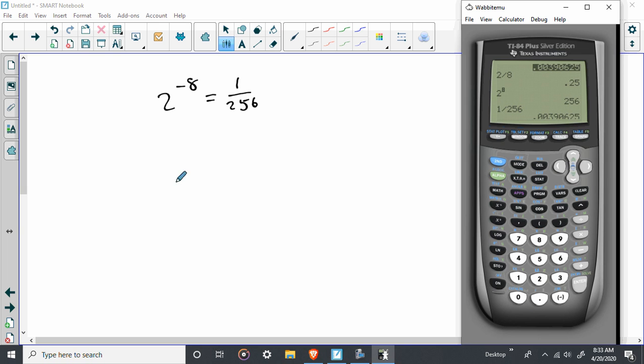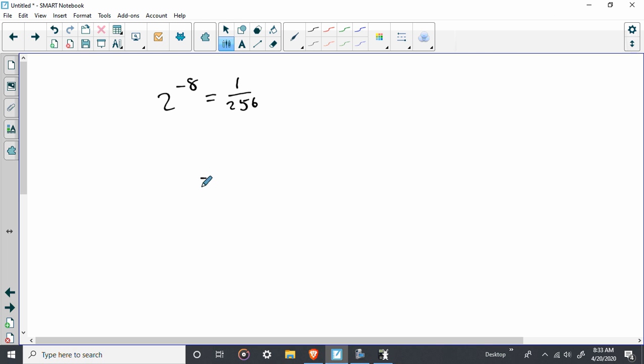Conversely, if you see something like this, if you said, hey, what's 1 over 2 to the third, again, we can reverse that, so that's 2 to the negative third. Again, bring it back up to the top of the fraction, flip the sign, make it negative, okay? So again, that's about all you guys really need to know for today.